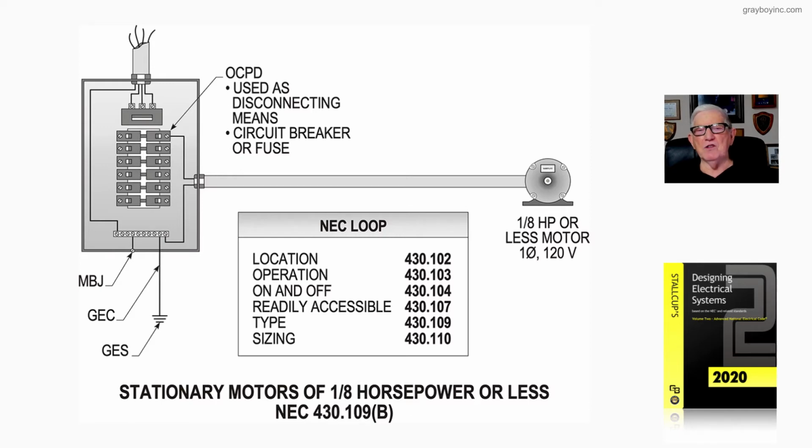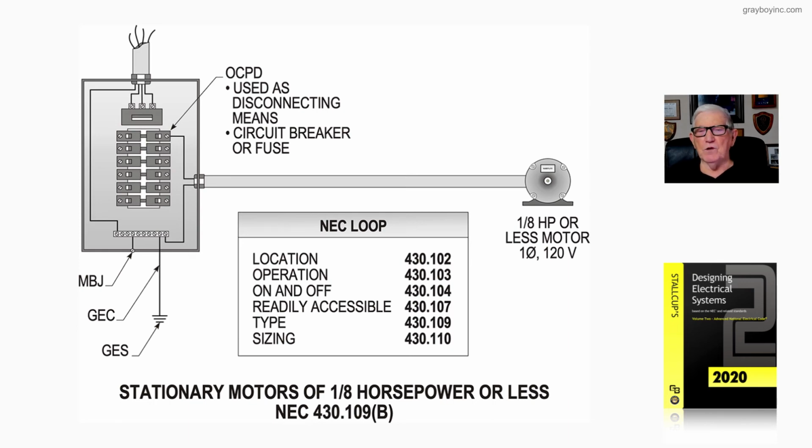The operation, that you have to disconnect all the hot conductors, L1, L2, or L3, whatever you have, is 430.103. And you can see that breaker in the panel board disconnects that hot conductor, see? And then the on and off requirement is 430.104. The readily accessible location is 430.107. And the type is 430.109.